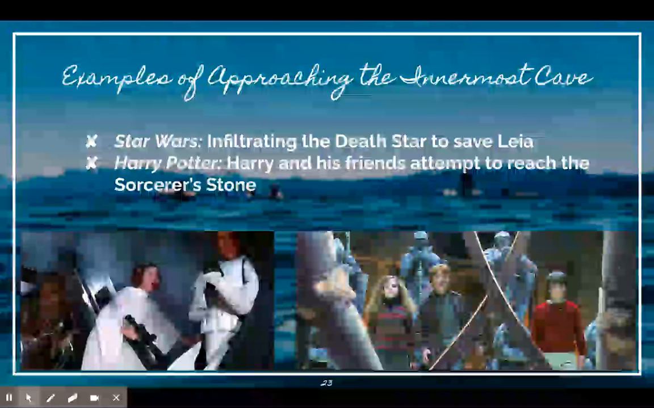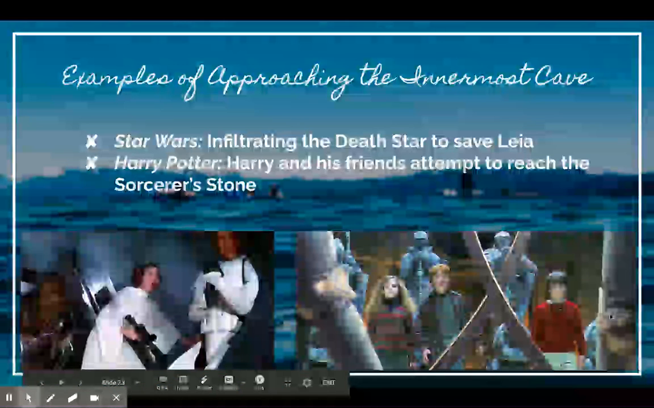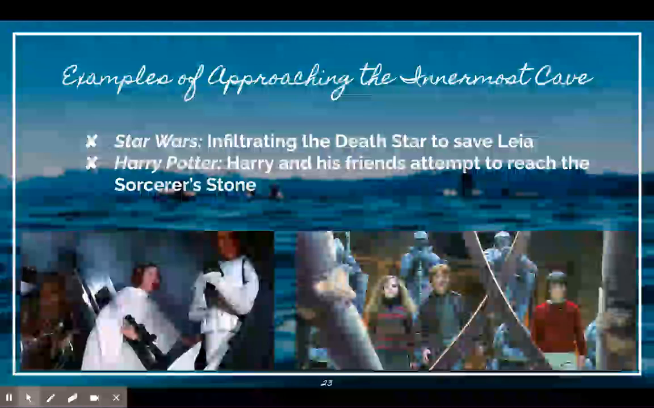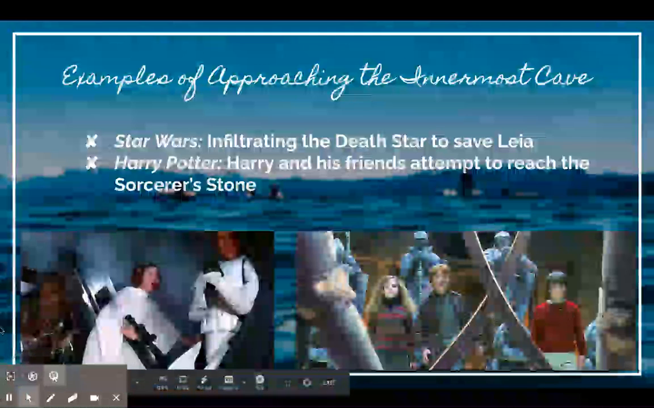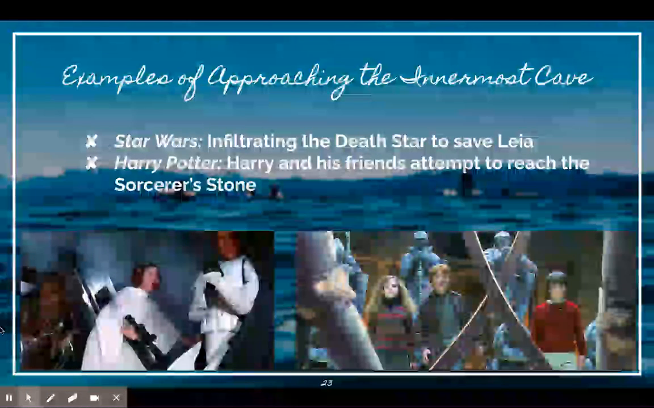Okay, so in Harry Potter, it would be a physical item, right? They're trying to get to the actual object of the Sorcerer's Stone. In Star Wars, they're trying to actually get to Leia. But in other stories, it might be something symbolic, like maybe someone is trying to overcome something that they're personally dealing with, or maybe someone is trying to get knowledge for their society or something like that. It doesn't have to be a physical object.